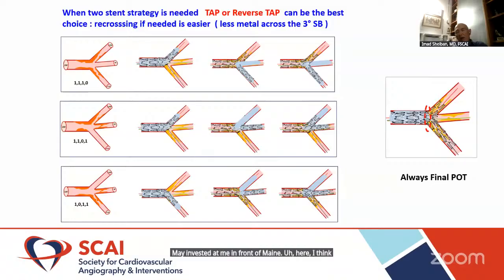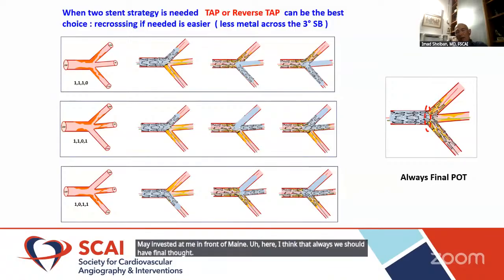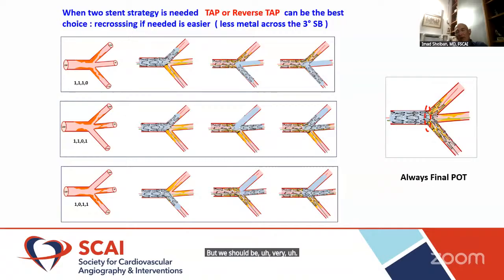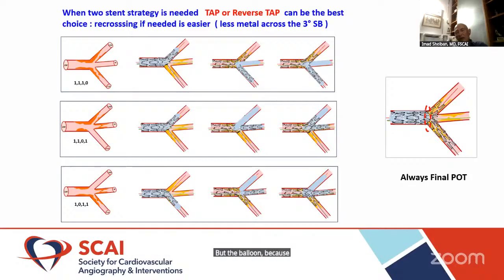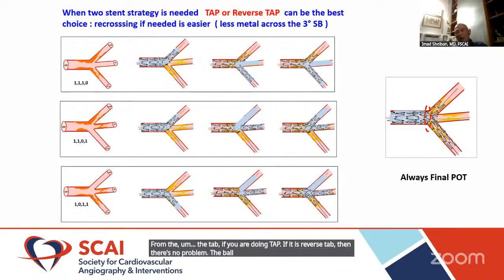Here I think that we should always have a final POT, but we should be very careful doing POT here, because we should not breach the carina with the POT balloon, because that might damage the protruding piece of the stent from the TAP, if you are doing TAP. If it is reverse TAP, then that's no problem. The balloon can be placed at the carina as usually done in the POT technique.